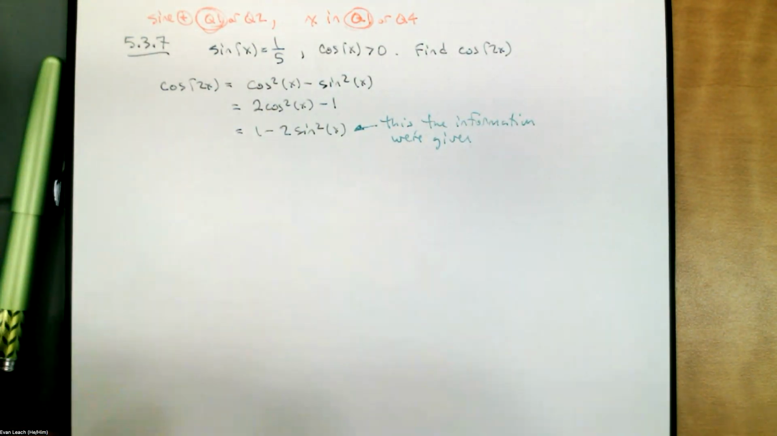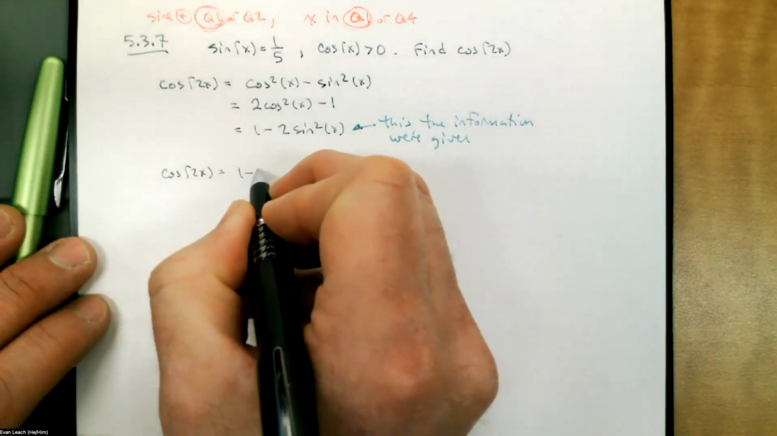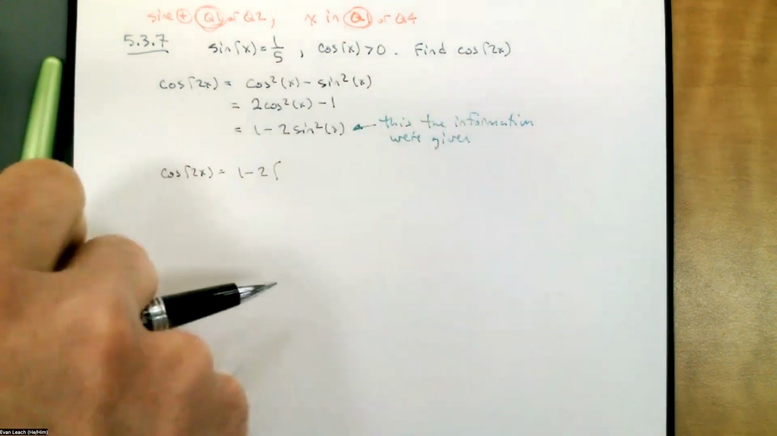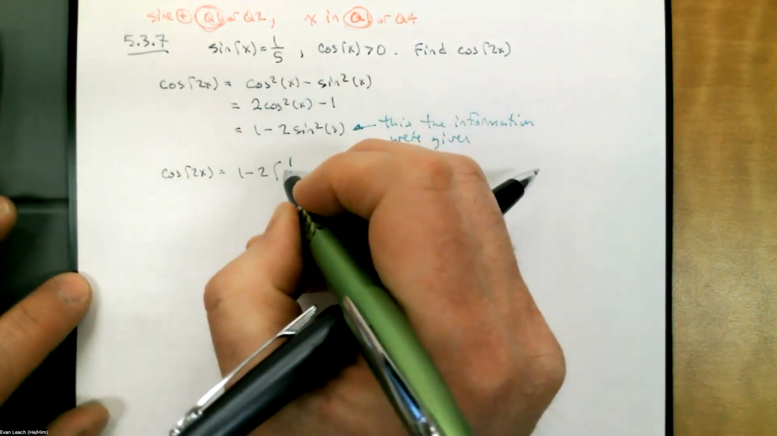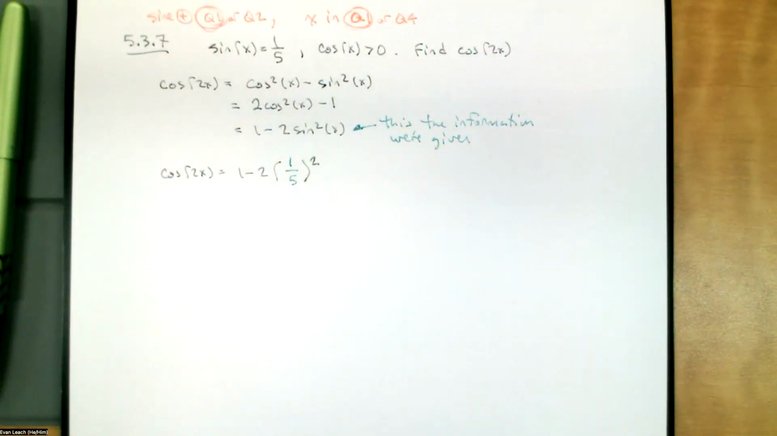So in this problem, we'll have cosine of 2x is 1 minus 2 times the sine of x squared. So we'll just take the 1/5 and drop it in there. We're using that one because we're given that sine of x is 1/5. If we want to use the other ones, we have to go out and figure out what cosine is, which we totally can do, which you're probably predicting that I'm going to do anyway. And you would be correct.